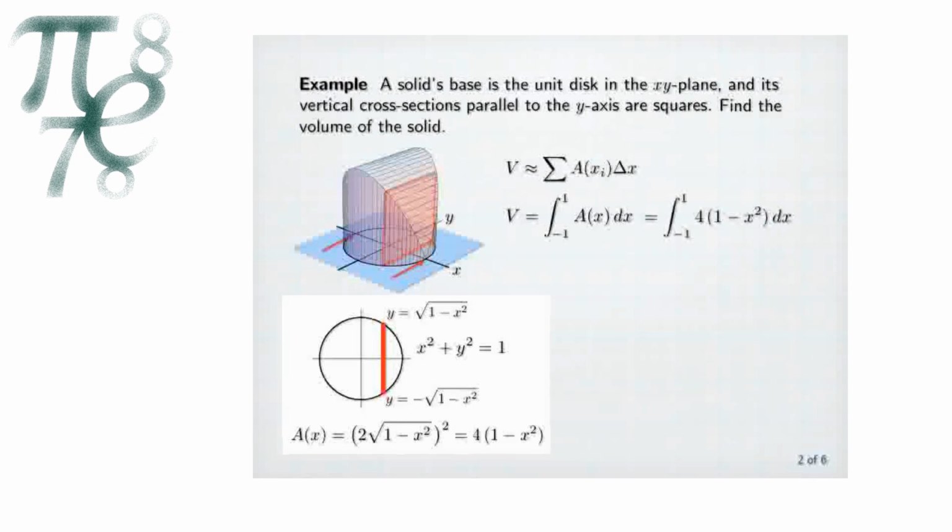We'll use symmetry here to rewrite the integral from -1 to 1 as 2 times the integral from 0 to 1. So, anti-differentiating, we have 8 times x minus 1/3 x cubed evaluated from 0 to 1, which equals 8 times 1 minus 1/3, or 8 times 2/3, which is 16/3. This is the exact volume of the solid.